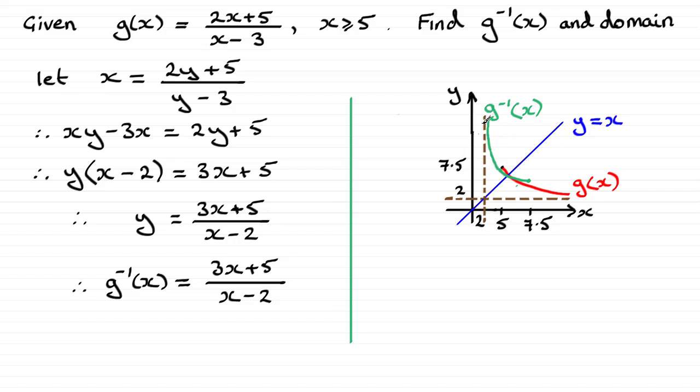So when it comes to that domain, can you see that the domain now goes from x is greater than 2 but less than or equal to 7.5. If I just put that in there, that's your answer, and you can see it's exactly the same as what we had for the range of g of x. Okay, so hope that's given you an idea on that question.